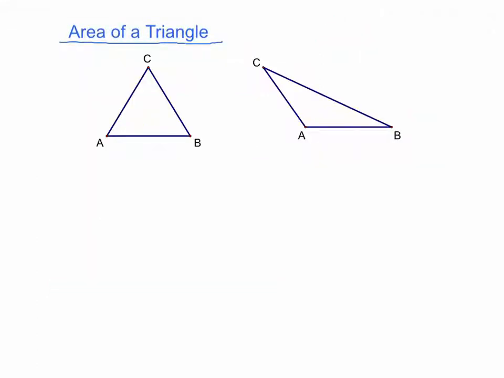Okay, so there's just one more thing I have to go over with you guys, and then we can go about deriving the area formula for a triangle. You'll see on the screen two different triangles. To the left we have an acute triangle, and to the right we have an obtuse triangle. Both triangles are the triangle ABC.